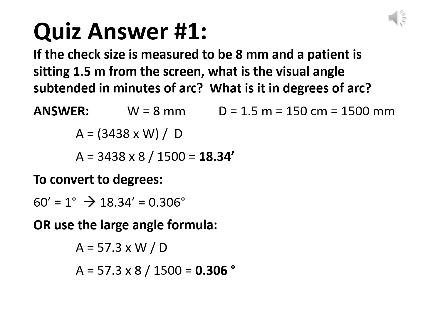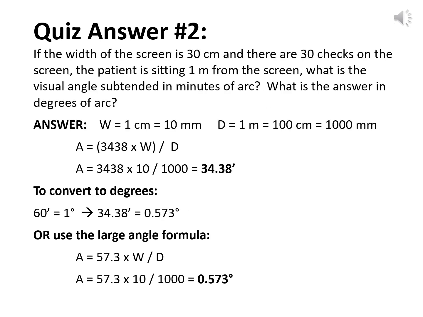Alternatively, we could have used the large angle formula, which gives us an answer in degrees. The large angle formula is equal to 57.3 times W, all divided by D. So it's 57.3 times 8, all divided by 1,500, which equals 0.306 degrees. You'll see that regardless of which formula we use, we come up with the same answer.